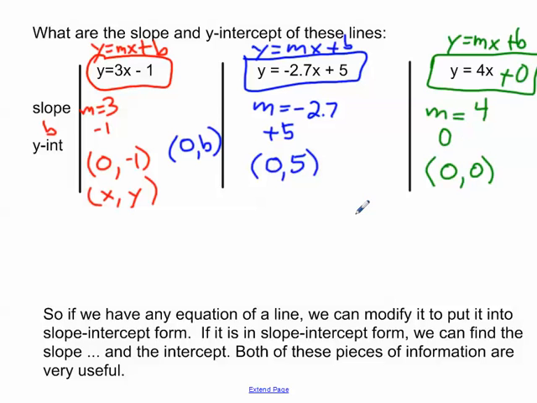So keep in mind, if we have any equation of a line, this is something that's kind of foreshadowing, if you're looking to use your English skills. If we have any equation of a line, we can modify it by using the rules we learned in Chapter 1 and Chapter 2 to put it into this slope-intercept form, y equals mx plus b. And when it is in that slope-intercept form, we can pull out the slope, and we can pull out the b, and the b helps us to find the intercept. Both of these pieces of information, the slope and the y-intercept, are going to be really helpful to get an idea of a graph of that line.